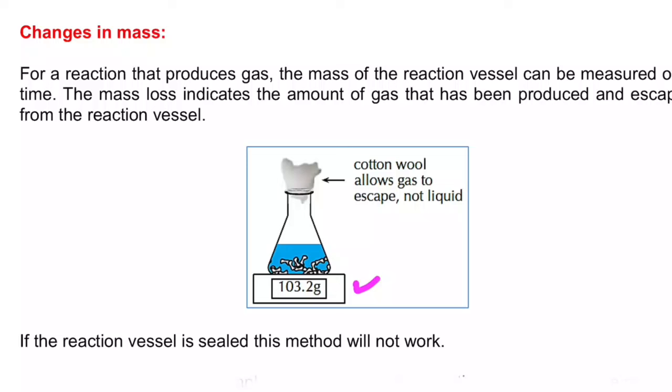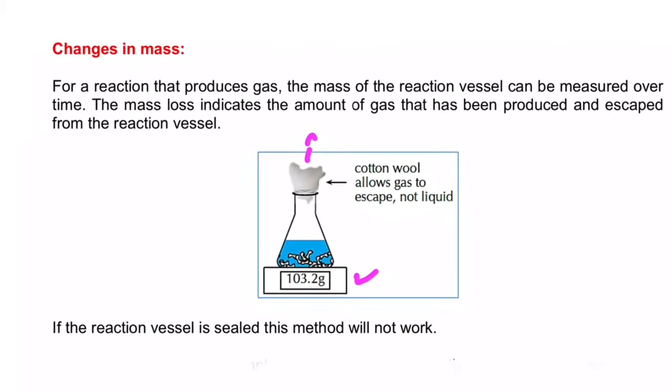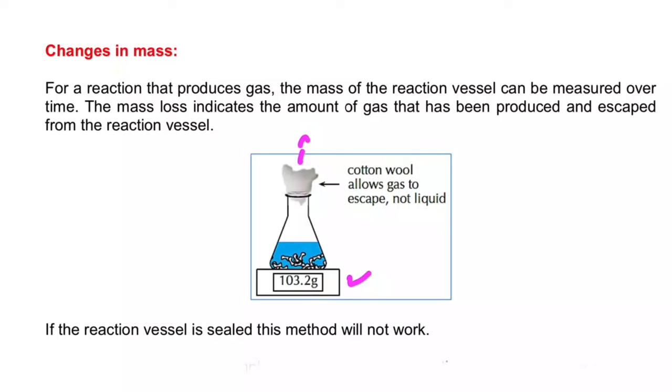Because if gas is being produced and you only have cotton wool at the top, the gas is going to leave the conical flask through the cotton wool. So the mass is going to decrease. We can then use that decrease in mass to calculate the rate of a reaction. But obviously, if the reaction vessel is sealed at the top, this will not work.